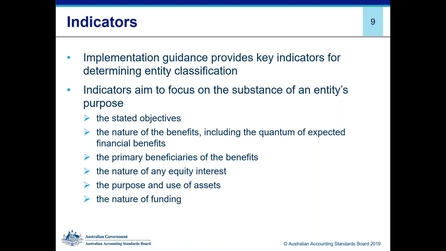The indicators aim to focus on the substance of an entity's purpose. We've listed them there, and we'll go through each one of them in the subsequent slides. The indicators are the stated objectives; the nature of the benefits, including the quantum of the expected financial benefits; the primary beneficiaries of the benefits; the nature of any equity interests; the purpose and use of assets; and the nature of funding. So we'll go through them now in more detail.